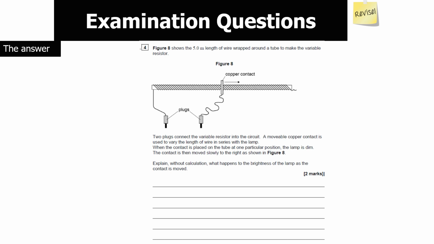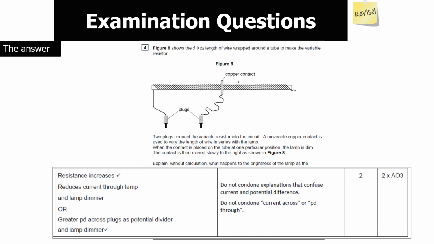Right, so what you've got to understand is that if we move it to the right, the resistance is going to increase because you've got a greater length, so there are therefore more collisions between the charge carriers and the lattice ions. So if the resistance goes up, the current will go down, so the brightness of the bulb will decrease. Or you could argue that there's a greater PD across the plugs, because we can consider this as a potential divider, so the wasted potential difference is larger, therefore the useful potential difference is lower, so the lamp will be dimmer.